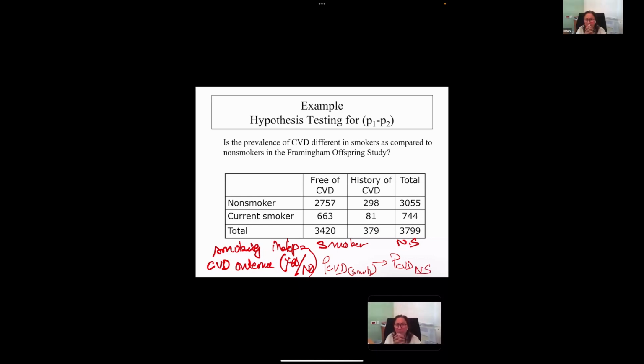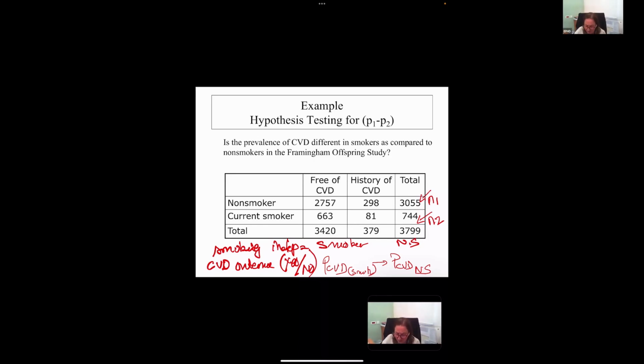How do I get them in the table? And what's my N in the table? So I have two groups, smokers and non-smokers. What's my N1 of non-smokers? 3055. So this is N1. What's the N of current smokers? So this is N1 and this is N2. It could be N1, N2, or it could be current smoker as N1 and non-smoker as N2. It's fine, irrespective. So now we have two populations, smoker and non-smoker.